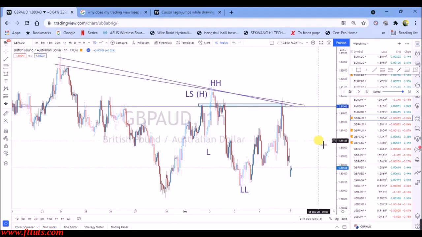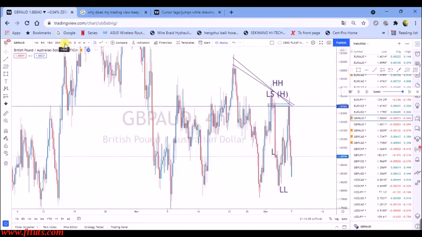Okay guys, so this is a very, very good setup. I hope that this really helps you on how to identify this QMC, plus how we use the higher time frame as our multi-time frame analysis to find our confirmation.